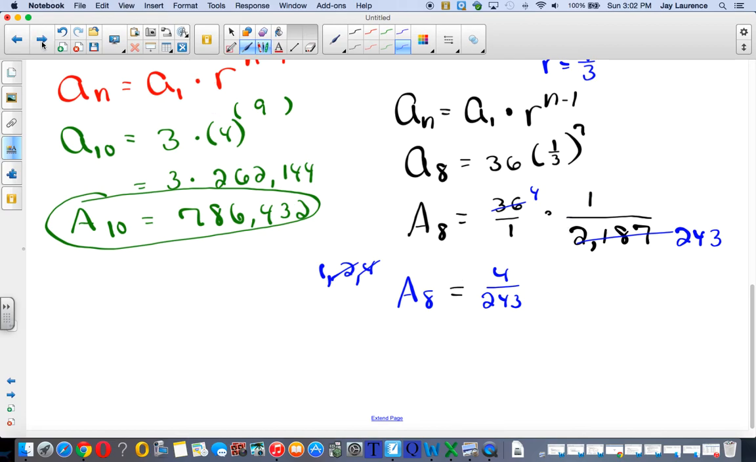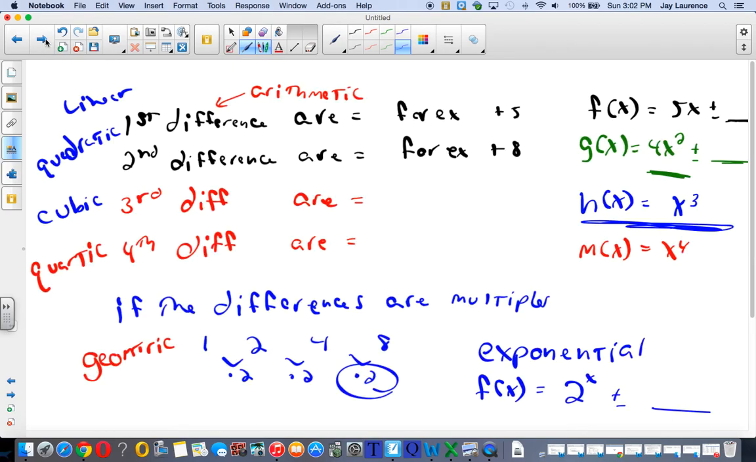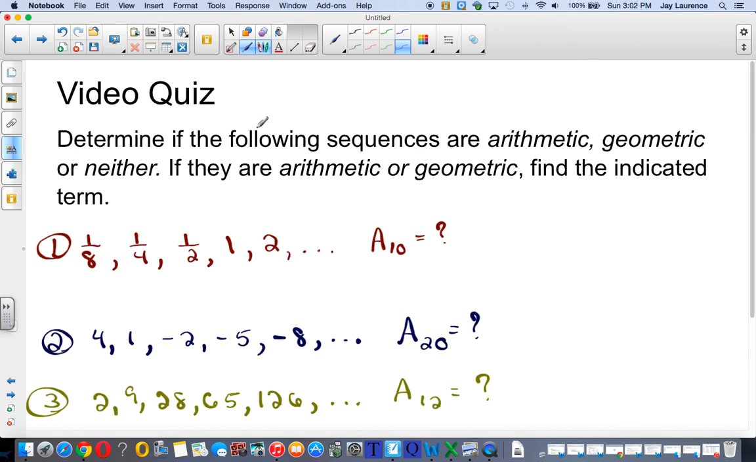So I did 4 example problems. If you're not ready for the video quiz, go back and re-watch them. Okay, here comes the video quiz. You've got 3 questions. You have to determine if the following sequences are arithmetic, meaning is it a linear function? Geometric, will it be an exponential function, or neither? Where it might be quadratic or cubic. You don't have to identify what it is if it's neither, but you might recognize it. Okay, if you don't recognize it and it's not geometric or arithmetic, then you don't have to worry about it. You can stop that problem.